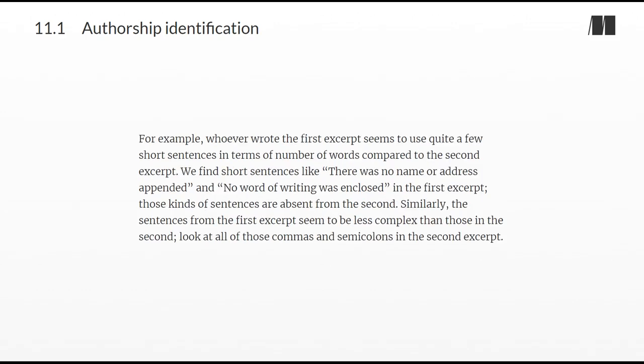For example, whoever wrote the first excerpt seems to use quite a few short sentences in terms of number of words compared to the second excerpt. We find short sentences like, "There was no name or address appended, and no word of writing was enclosed," in the first excerpt. Those kinds of sentences are absent from the second. Similarly, the sentences from the first excerpt seem to be less complex than those in the second. Look at all of those commas and semicolons in the second excerpt.